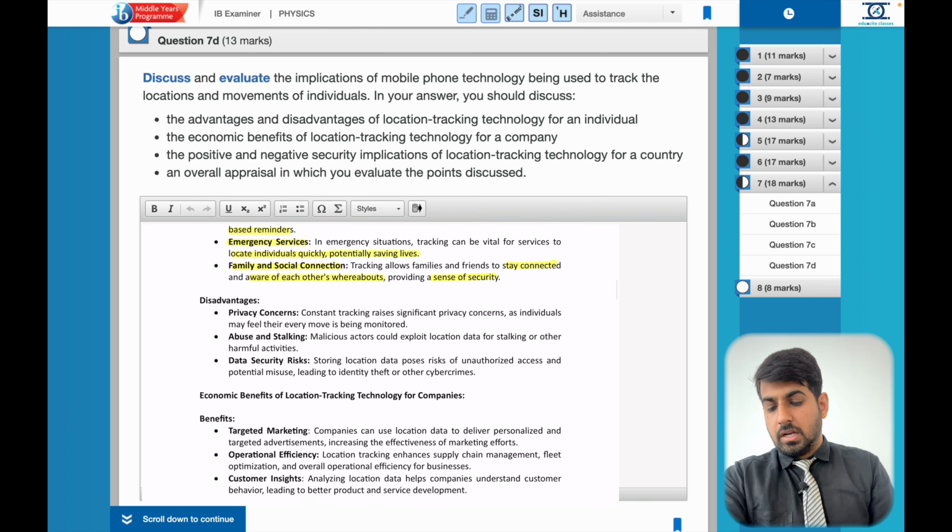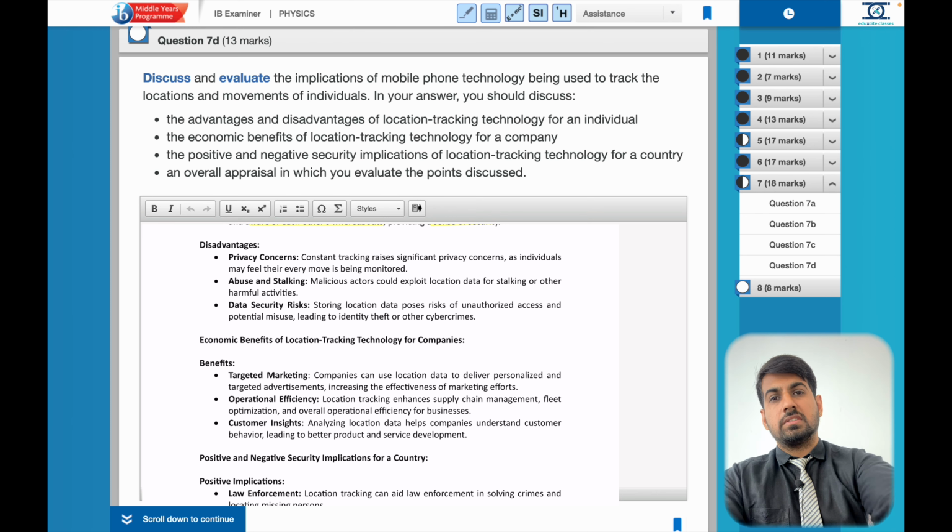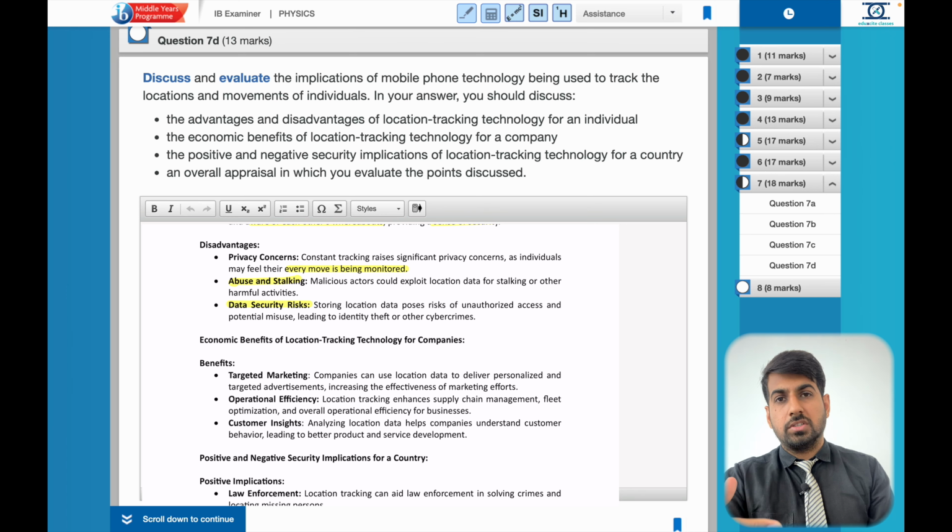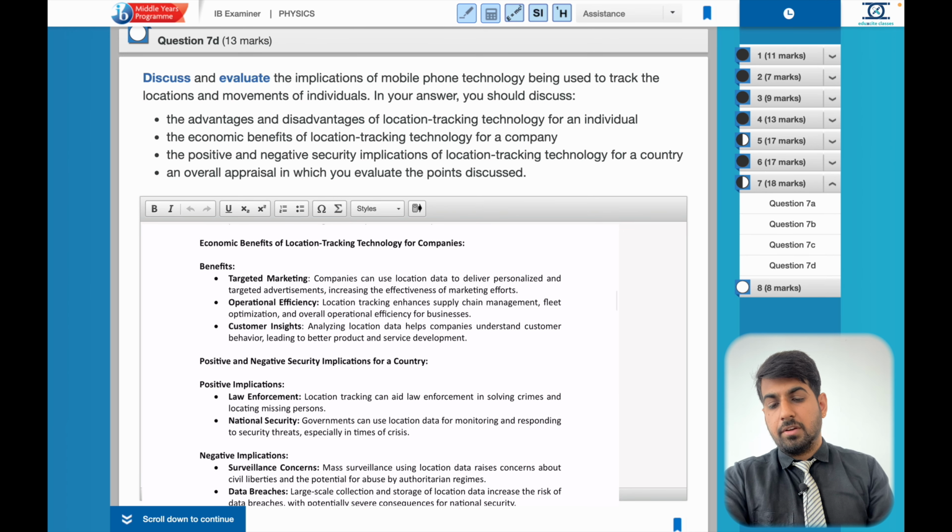Now the disadvantage is the privacy concern, so anybody can check and monitor our movement. Abuse and stalking is another disadvantage of location tracking technology. Data security risk. Again, you have to write down any two; I have mentioned more so that you get more idea. When we talk about economic benefit, here it is asking about companies, guys, not an individual. So it can help the company with targeted marketing, they can target their audience.